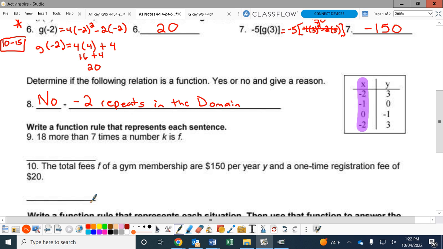Guys, I need you to tell me what makes it repeat. Okay? Not just the domain repeats, but -2 repeats in the domain. Now you could say the domain has a -2 repeating or whatever. You could say it differently, but you've got to give me that information. Good question, guys. Keep it coming. Keep coming with the details. Okay, here we go. Next one.